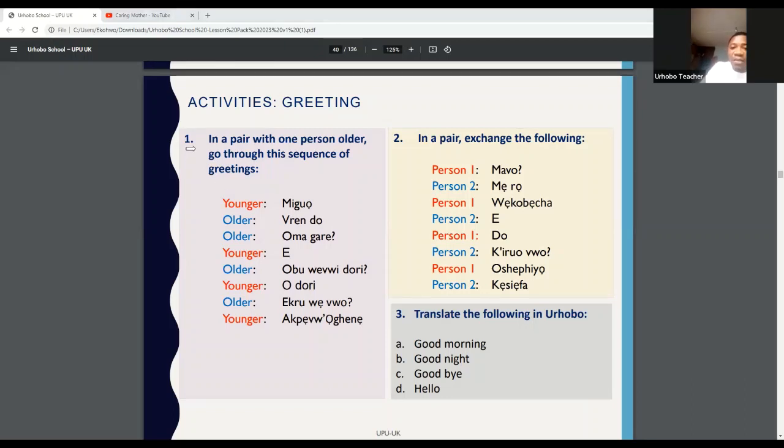From a younger person, Mingwo, Rendo, Omagari, Obunwelidori, Odori, Ekruwevo, Akbewogene. So we will do the role play. Then the second role play is person 1 and person 2. This is general. Mavo, Nero, Wekobecha, Do, Kiruobo, Oshevio, Kesiefa. So those are the activities we will do. Then the third one is to ask you to translate. So please get ready.